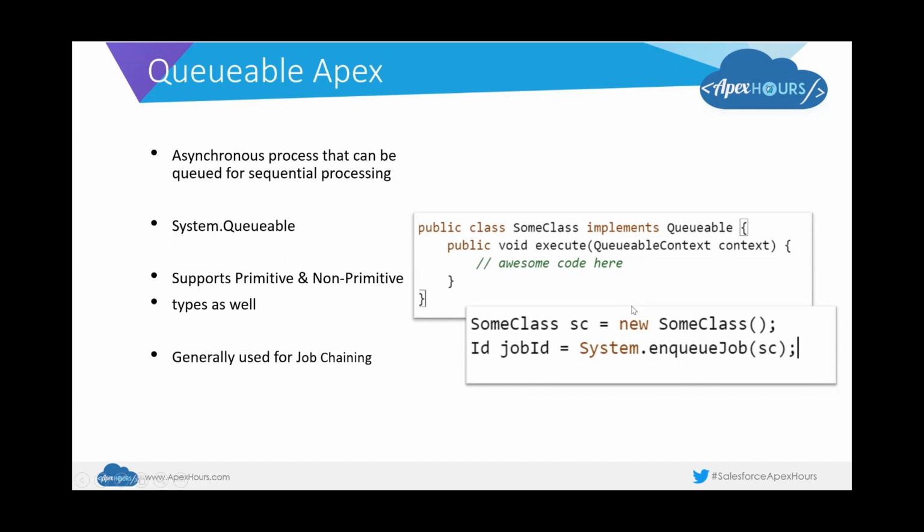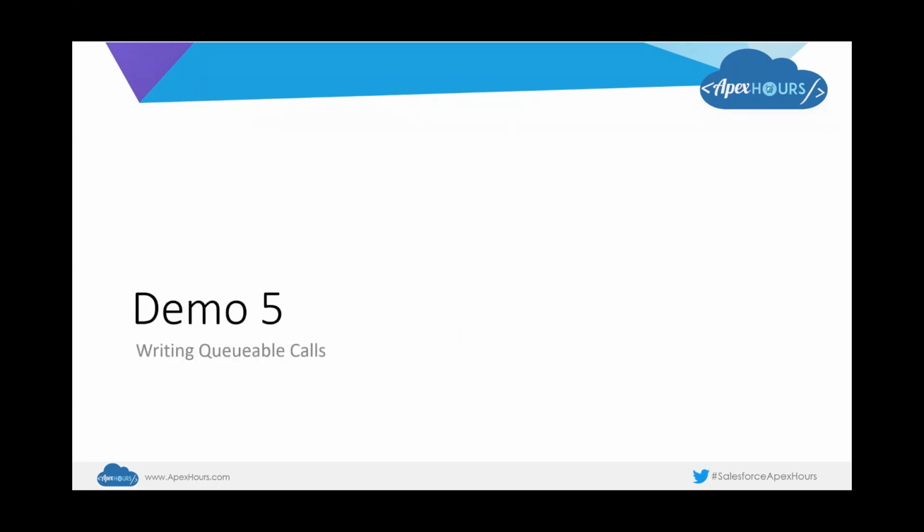One very notable thing about Queueable Apex, as compared to Batch Apex, is that Queueable Apex doesn't really operate in batches, which means that the total number of batches and the batches processed or failed will always be zero. Now let's quickly jump over to the demo and see how we can write Queueable calls in Apex.